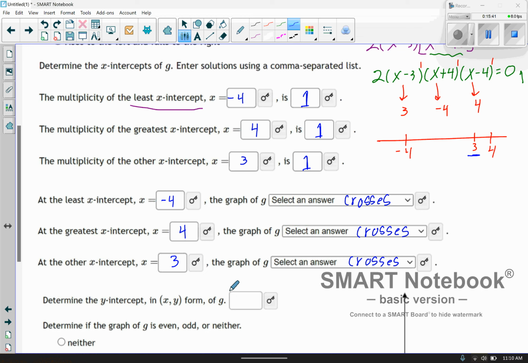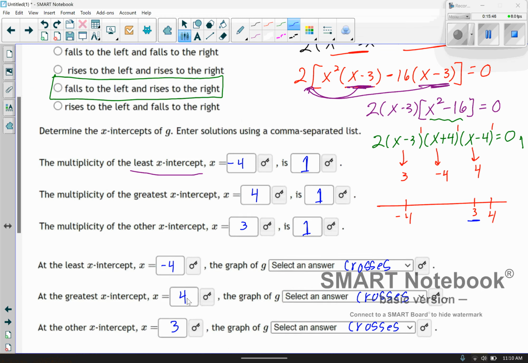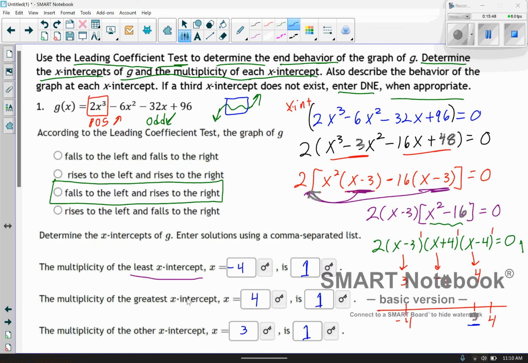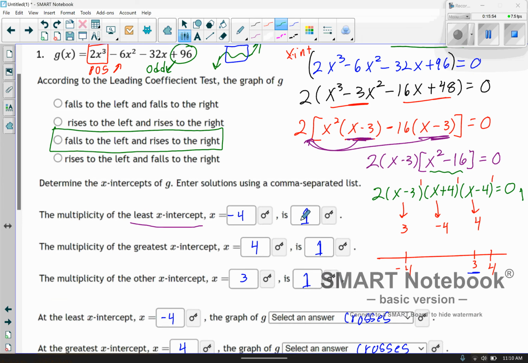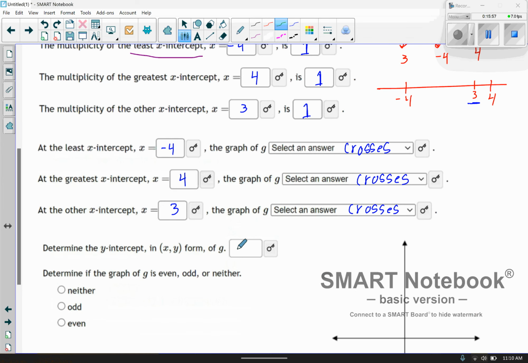All right, so then they ask us to determine the y-intercept. Well, that's fairly easy because by definition, just let x equal 0. And so if you let x equal 0, you're only going to be left with that 96 right there. So if we let x equal 0, y is going to be 96.